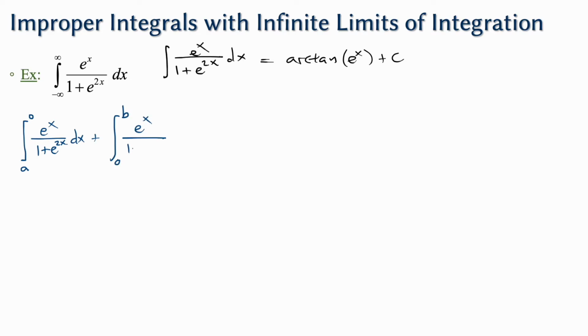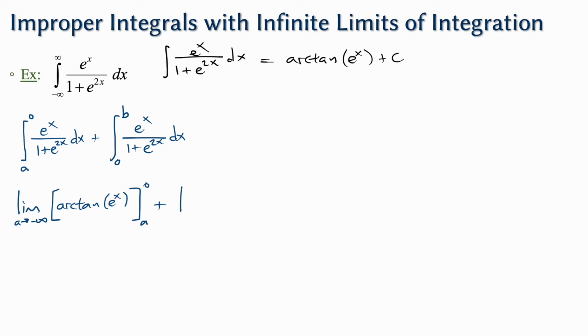Okay, so I'm going to break this up this way because that way I can tackle each infinity separately. Now, the nice thing is, of course, both of these have the same antiderivative, so it's just the limit part that's going to be a little bit different, okay? So what we're going to do is the limit as a approaches negative infinity of our antiderivative. So in this case, the arctangent of e to the x. That's going to go from a to 0.